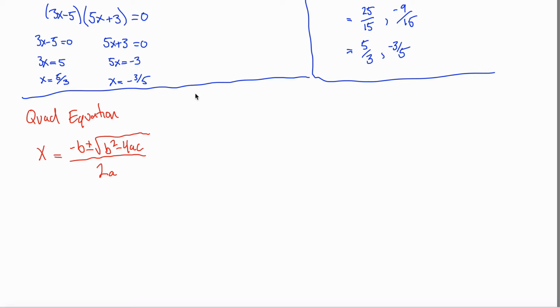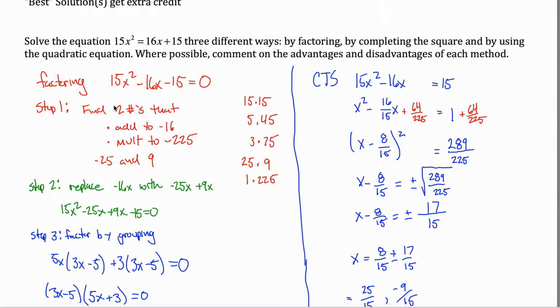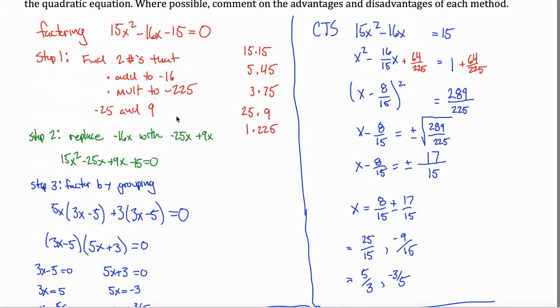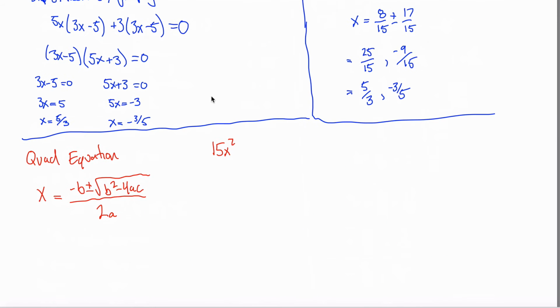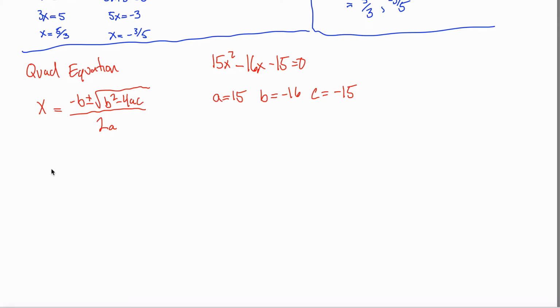So to get this in the proper form to solve it, I want it to be ax squared plus bx plus c. I want it in this form right here. I want 15x squared minus 16x minus 15 equals 0. And that tells me that the value of a is equal to 15, the value of b is equal to negative 16, and the value of c is equal to negative 15. Now I just go plugging stuff in.